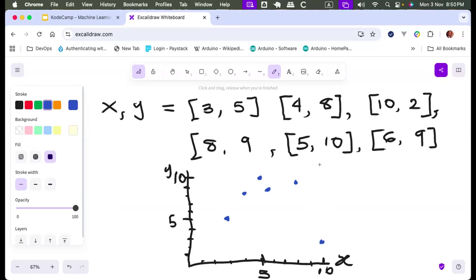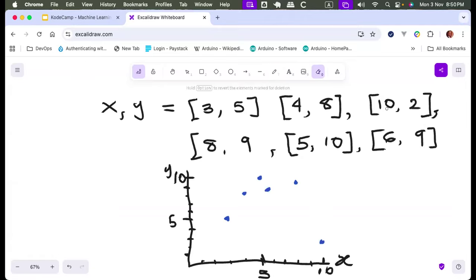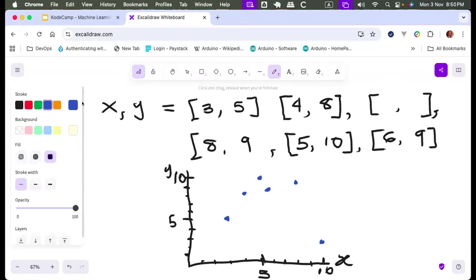So let me flip it to 2 and 10, so this is 2 and this is 10. Now I'll plot that one as well. So this is 2 and this is 10.